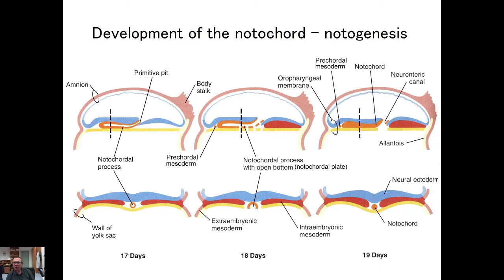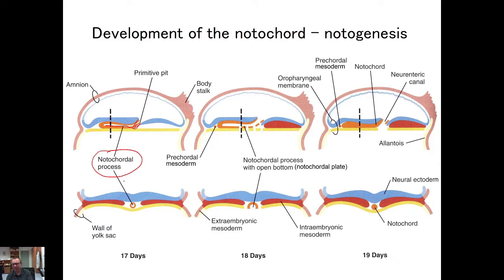Now we go to notogenesis, the second important event of the third week. It starts a little later than gastrulation. Gastrulation started on the 15th day, notogenesis, let's say, on the 16th day, one day later, and the beginning of notogenesis is the deepening of the primitive pit. The primitive pit was at the beginning quite shallow, but it becomes deeper and deeper, and the structure forming here is called the notochordal process or pre-notochord.